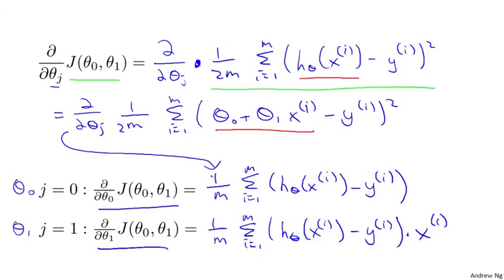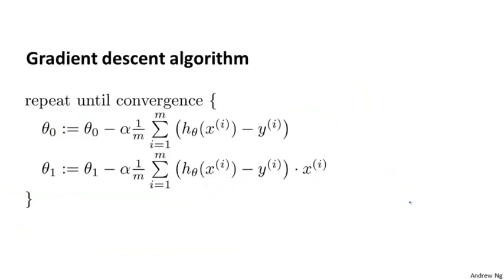But armed with what we worked out to be the derivatives, which is really just the slope of the cost function J, we can now plug them back into our gradient descent algorithm. So here's gradient descent for linear regression, which repeats until convergence. Theta 0 and theta 1 get updated as this thing minus alpha times the derivative term. So this term here.